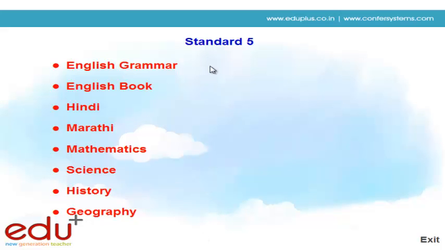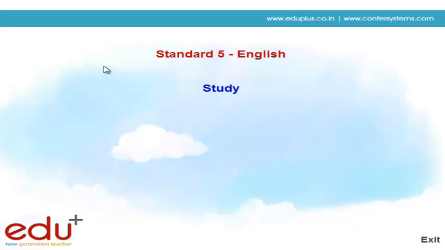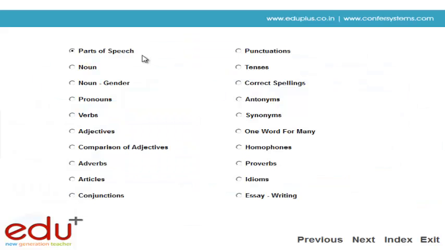Friends, let's see the syllabus of Standard 5. In this standard, all subjects are given like English grammar, English book, Hindi, Marathi, mathematics, science, history, geography. Let's see the first subject, English grammar. In this subject, study is given. In the study, all chapters are given in English grammar. Also friends, we cover the whole textbook of English.